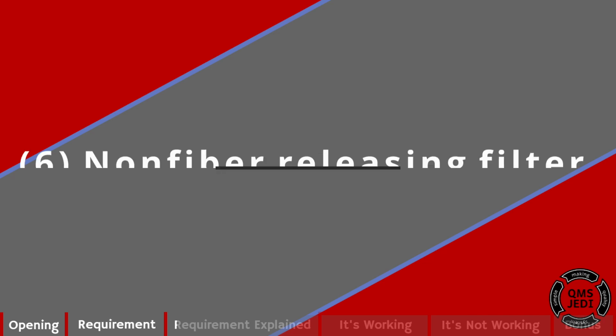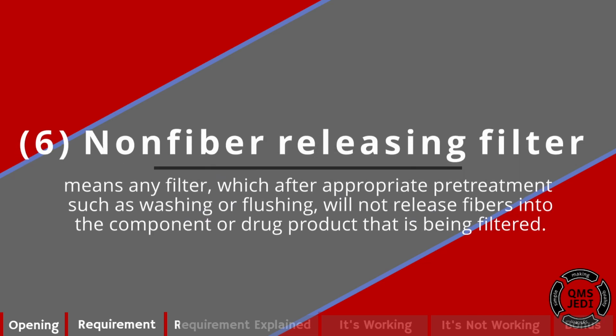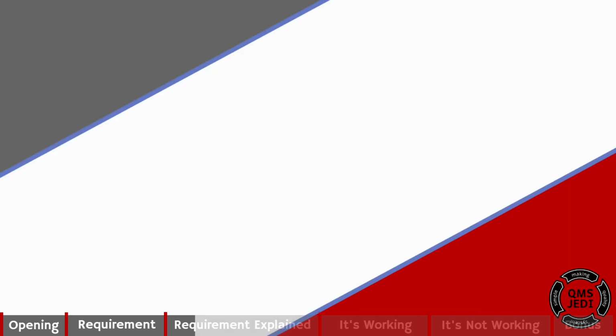Number 6, non-fiber releasing filter means any filter which, after appropriate pretreatment, such as washing or flushing, will not release fibers into the component or drug product that is being filtered.